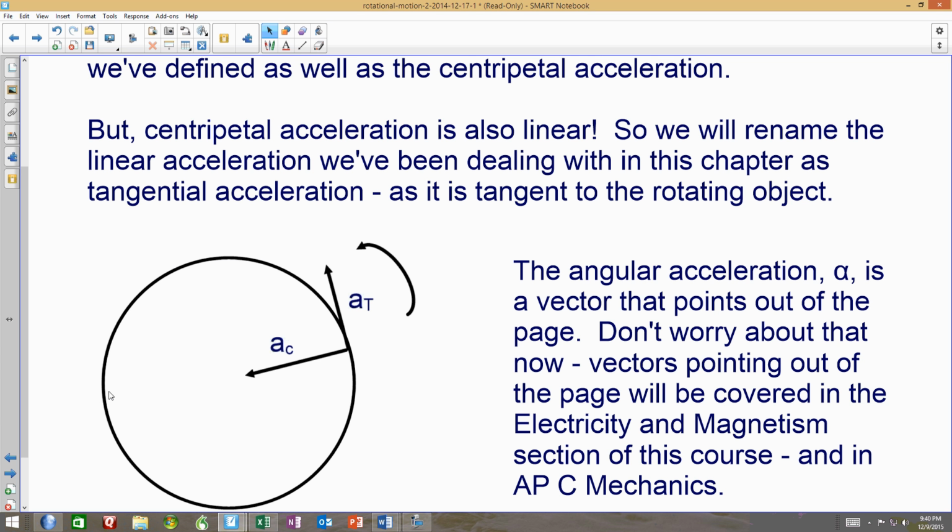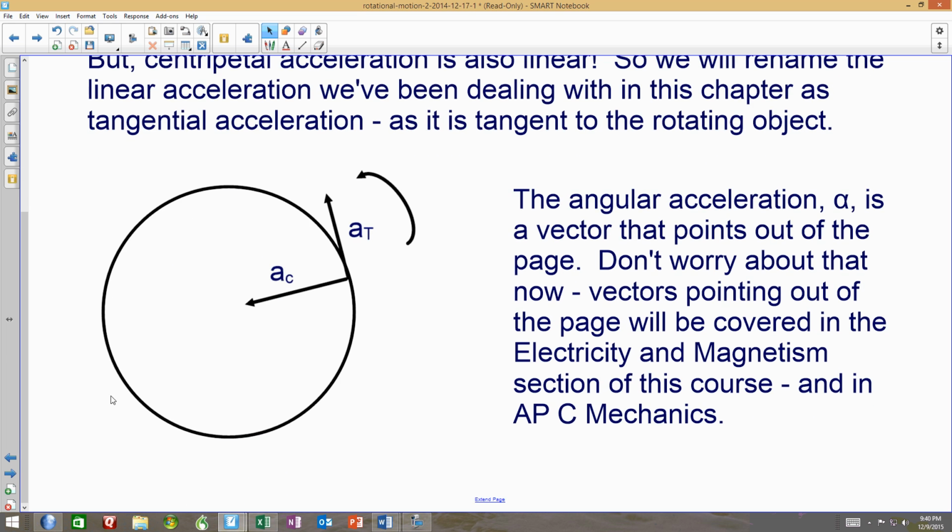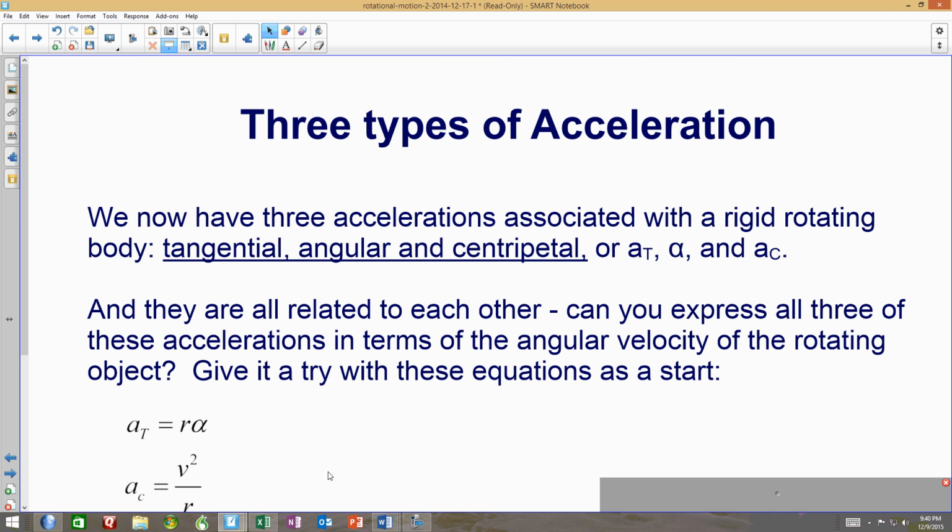The angular acceleration alpha is a vector that points out of the page. Don't worry about that now. Vectors pointing out of the page will be covered in electricity and magnetism, and also in the APC mechanics course. So that would be when you go off to college and you take calc-based physics. I did cover the k-hat direction in the 518 course as well, and I will do that again when we talk about magnetostatics.